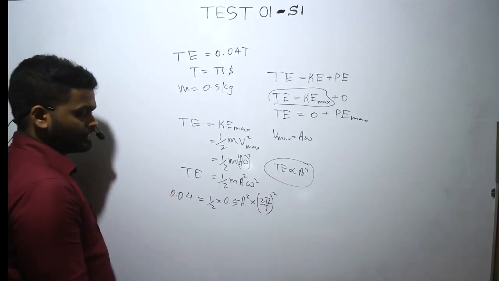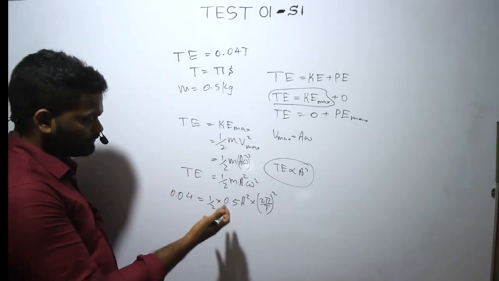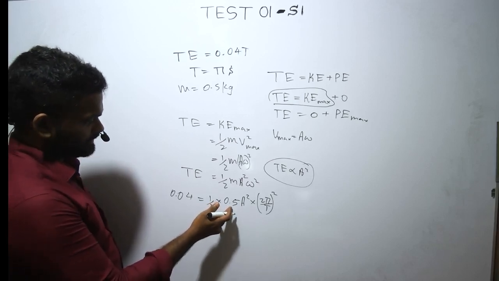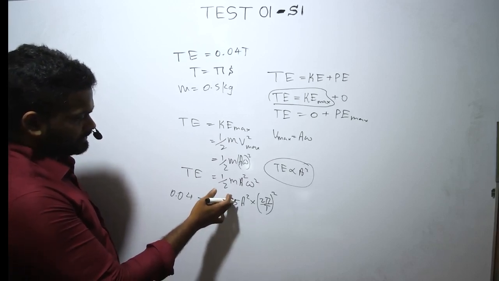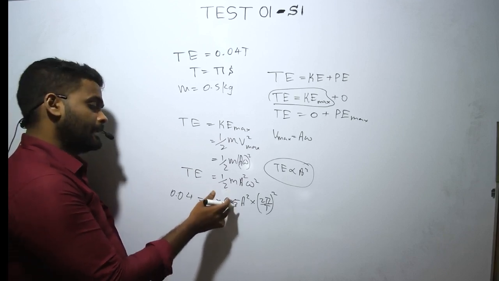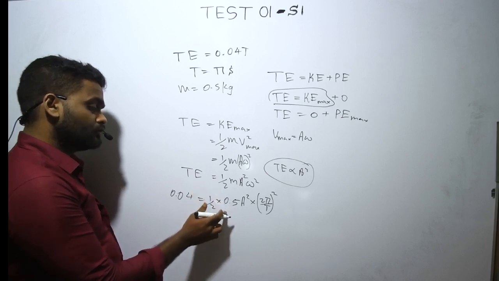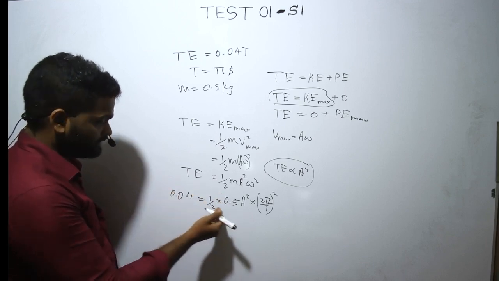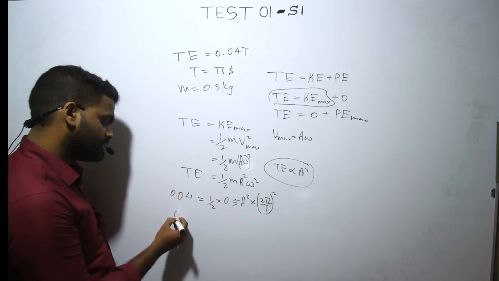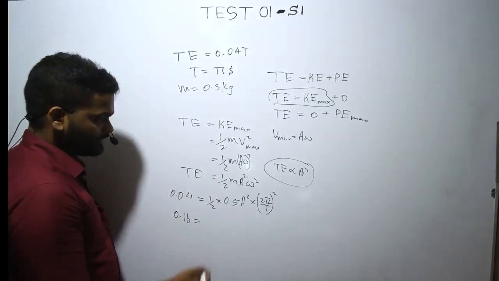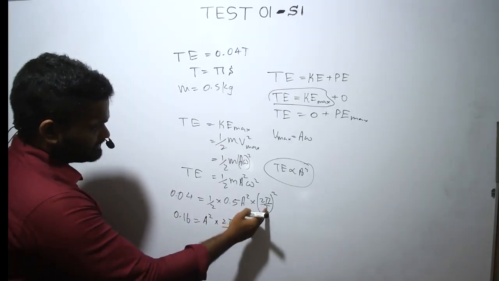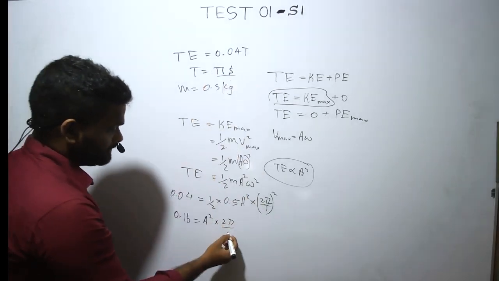Okay. Then if you want, you can do a simplification here. This is also 1 over 2, right? 0.5 means 1 over 2. So 1 over 2 becomes 1 over 4. Get to the other side, 1 over 4 then multiplies by 4. So this becomes 0.16 equals a squared 2 pi. Instead of capital T, you can use pi.